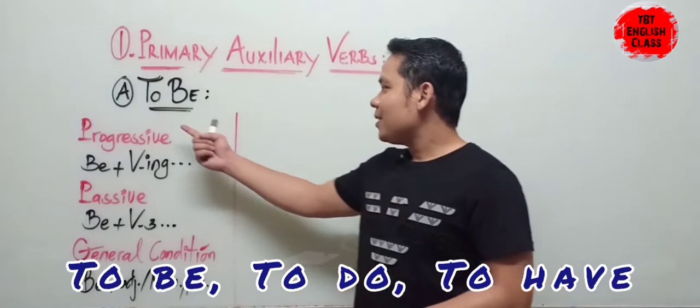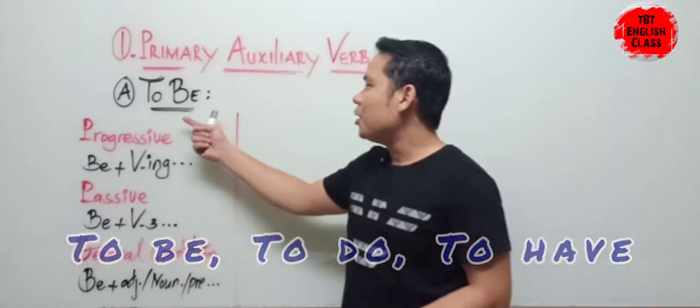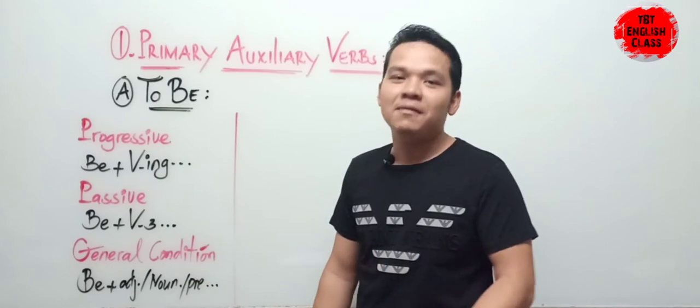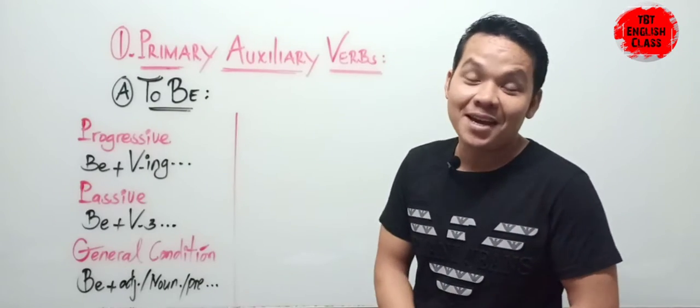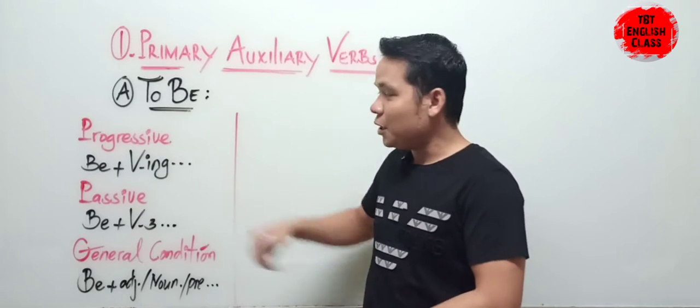So this one, letter A, is about verb to be. I want to let everyone know one by one about verb to be first, and when you finish verb to be, you move to verb to do and verb to have, one by one with me. Okay, so how do we use verb to be as a primary auxiliary verb in this video?